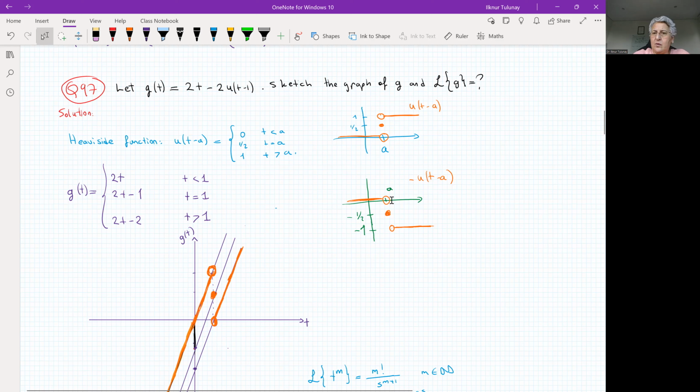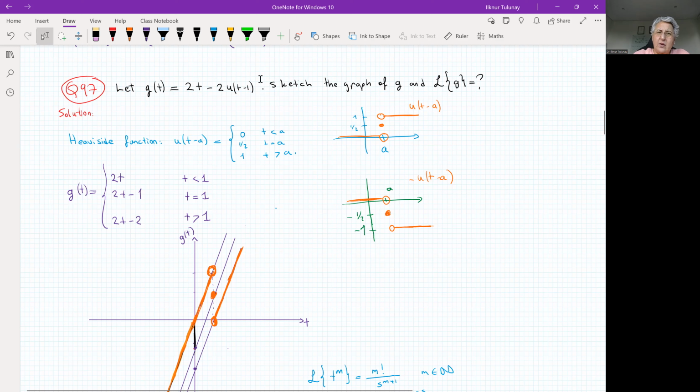So up to a is 0, except at a. At the point a, I have minus 1 over 2. And for t bigger than a, we have minus 1. So that negative side will be like this.